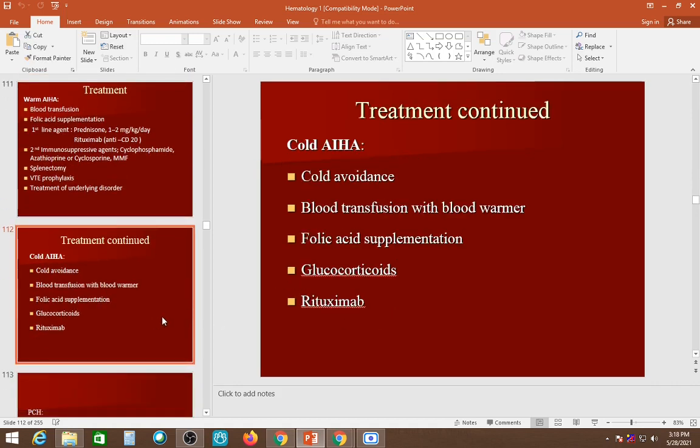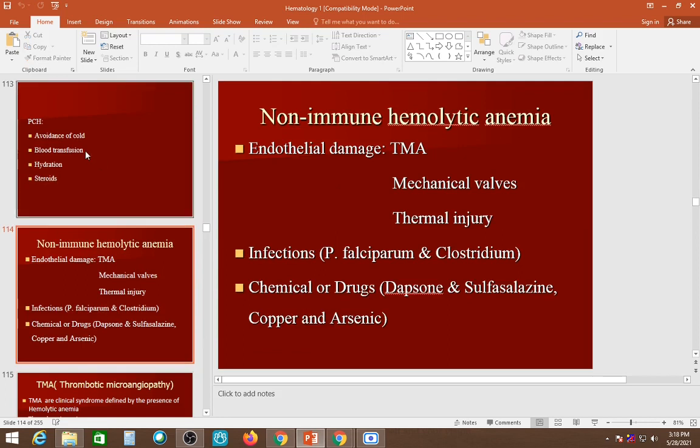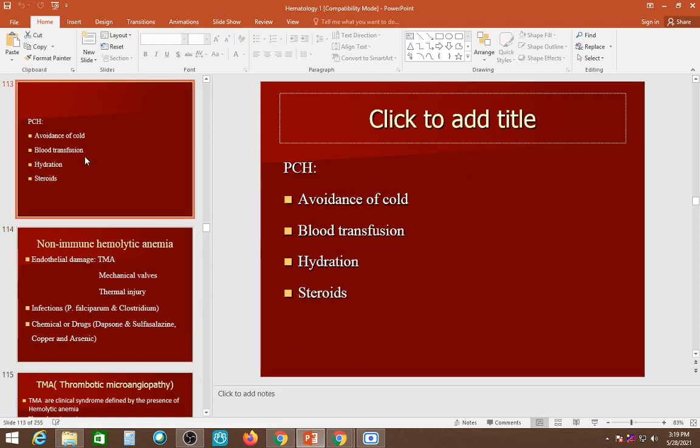Then the treatment of cold AIHA: besides treatment of the hemolysis, we have cold avoidance. So when we give blood to these patients, remember that we have to use a blood warmer, then steroids and rituximab. And for PCH also, avoidance of cold, blood transfusion, steroids and hydration.